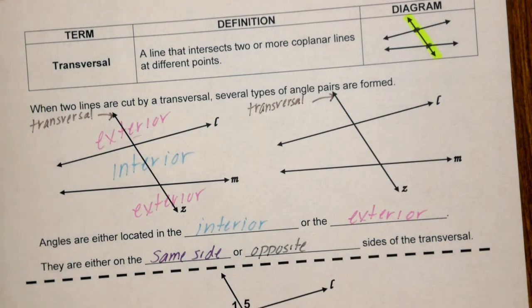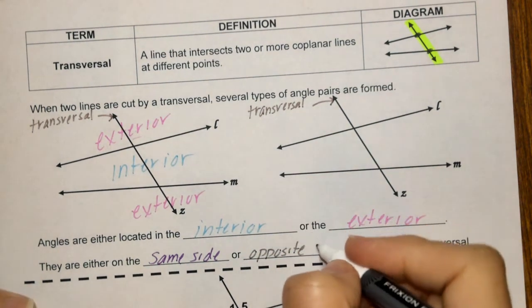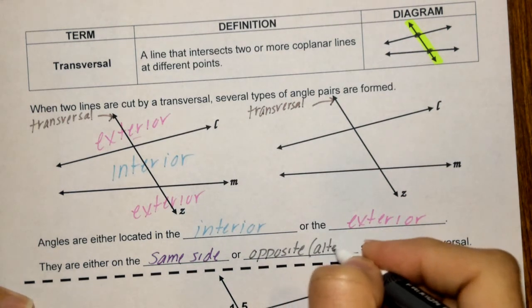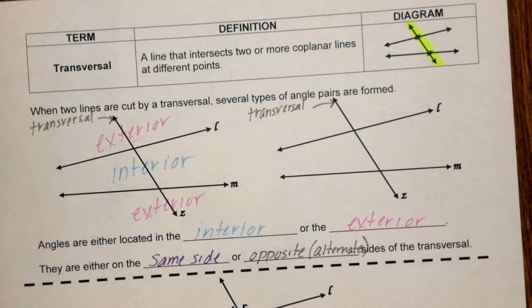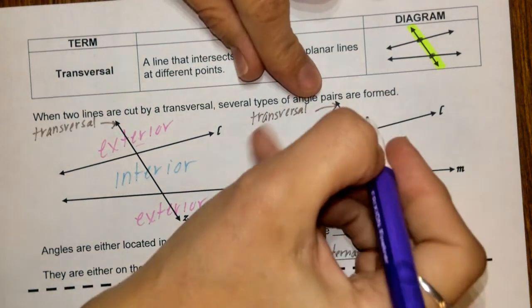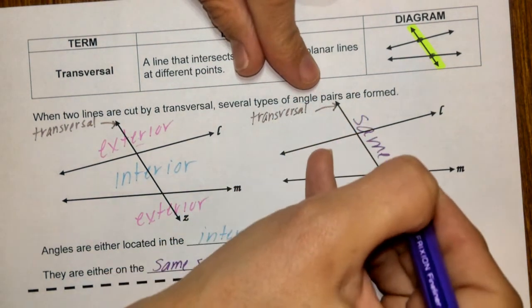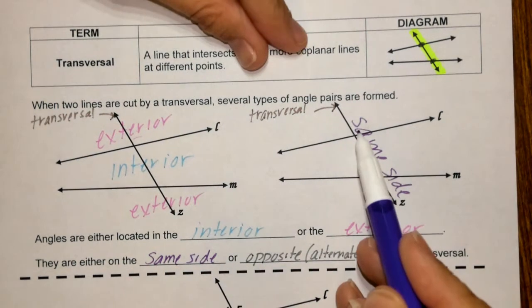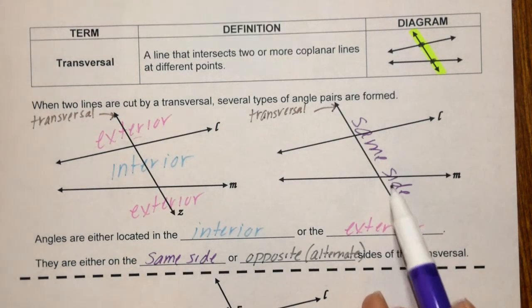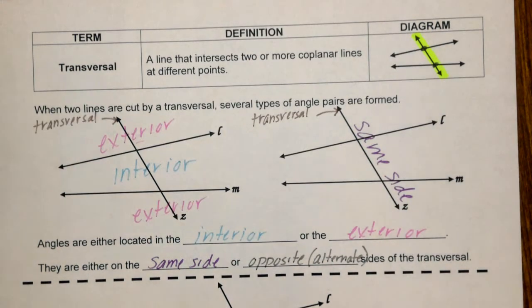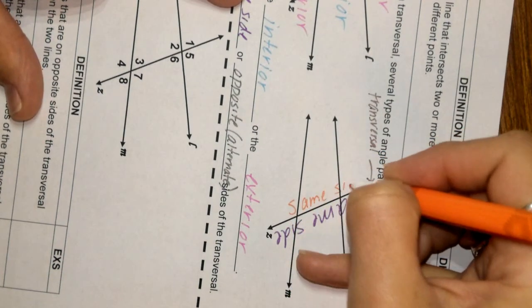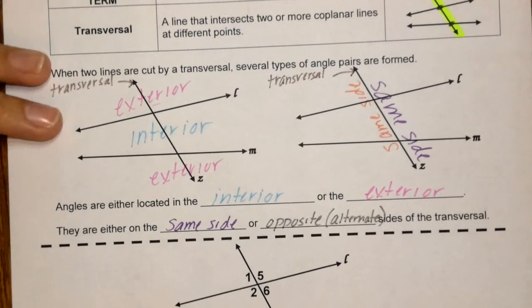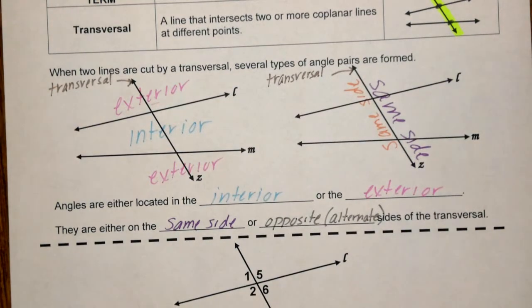The word opposite is not what's going to be used in the name, though, so what you need to get used to seeing is the word alternate. Alternate is going to mean opposite when we're dealing with transversals. So we look at the second diagram over here. Same side is going to be all of these angles. So these 4 angles right here are going to be on the same side. So just kind of identifying in the diagram what it looks like.